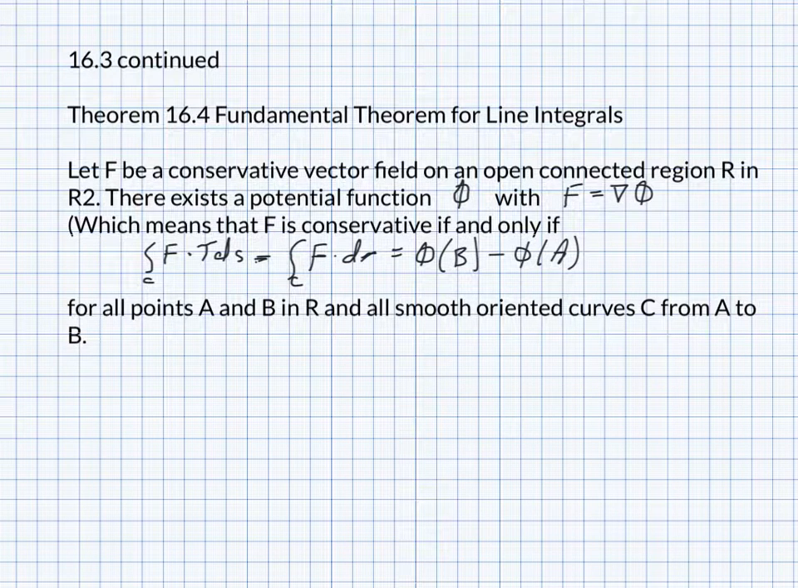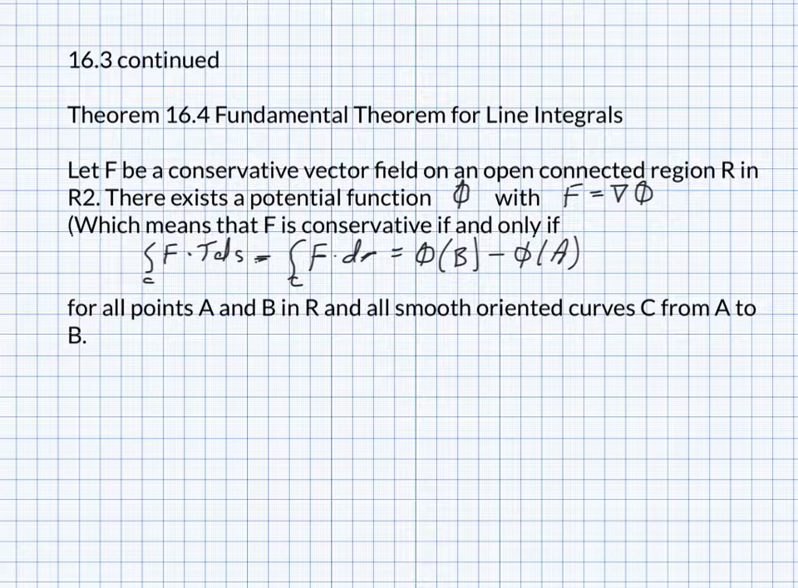So it starts out with Theorem 16.4, the fundamental theorem for line integrals. And we're given f a conservative vector field on an open connected region R, and R2, that should be R2, the bold one. I just couldn't type it easily. And then there exists a potential function phi with f equal to the gradient of phi, so that means that f is conservative if and only if the line integral over c of f dot t ds or of f dot dr is equal to phi of b minus phi of a for all points a and b in R and all smooth oriented curves c from a to b.